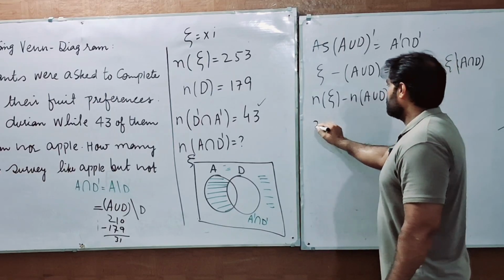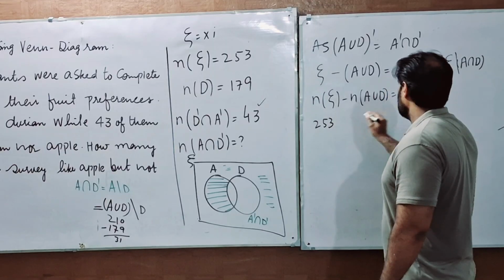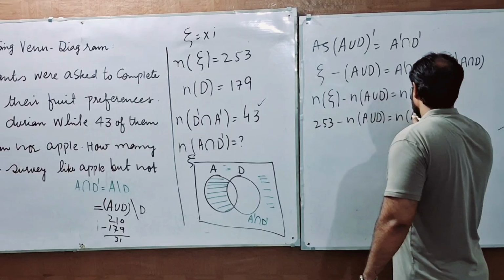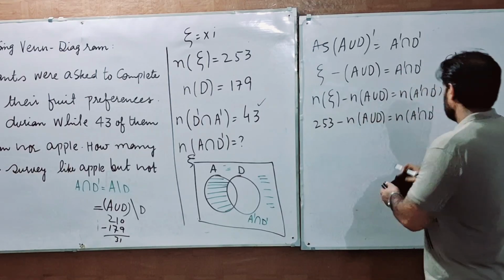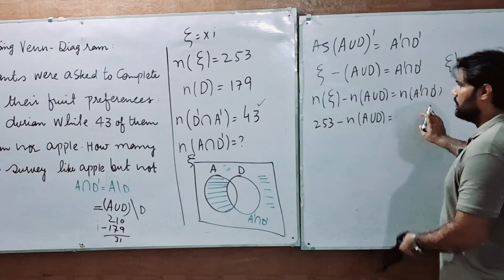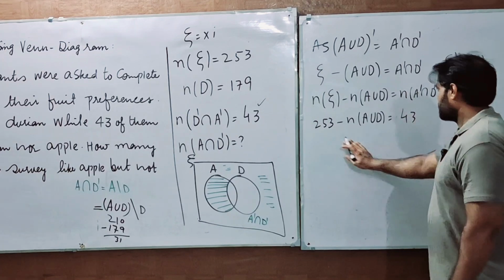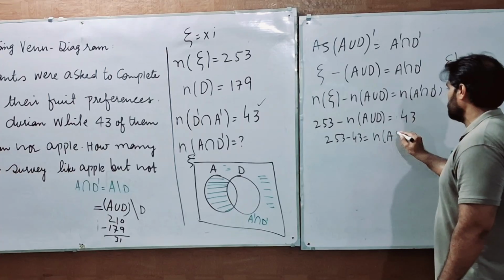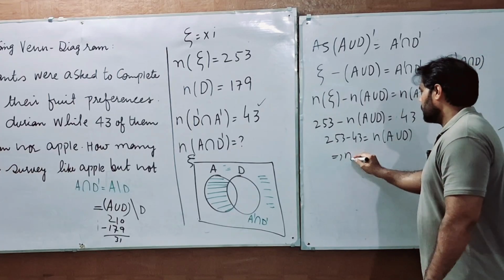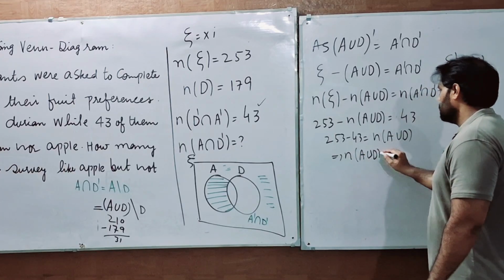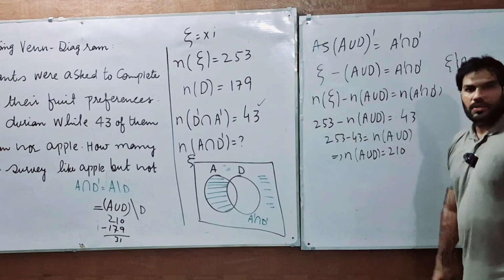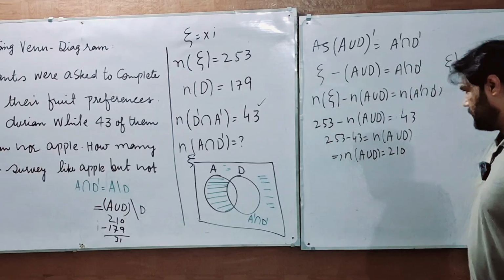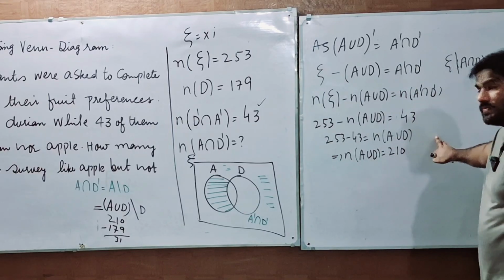n of xi is given as 253, minus n of A union D is equal to n of A complement intersection D complement. This number is 43. Subtract 43 from both sides: 253 minus 43 is equal to n of A union D. This gives n of A union D is equal to 210. That is the same as we found previously, 210.